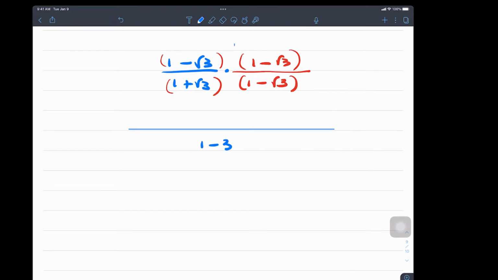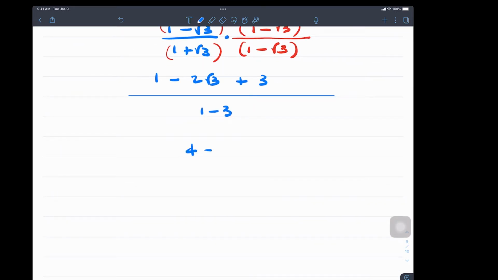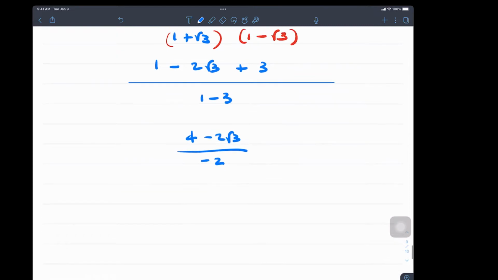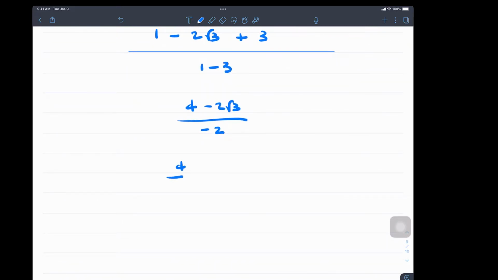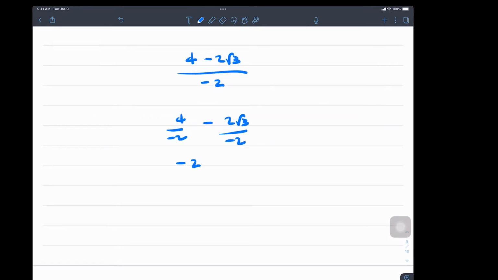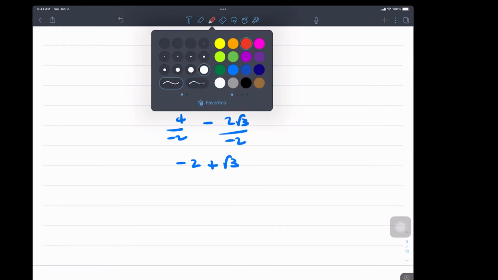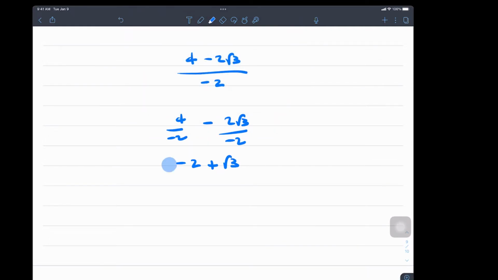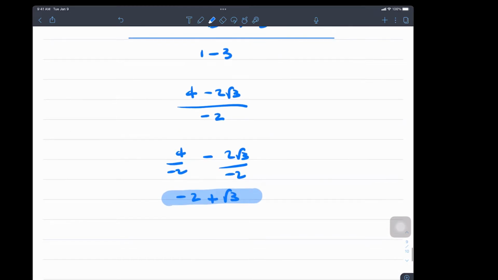Now, what do you guys use on top? You want to use FOIL here. So what do you get for FOIL? You get 1 minus 2 square root of 3 plus 3. So we get 4 minus 2 square root of 3 divided by negative 2. And so you divide both terms by the negative 2. And so we get negative 2 plus the square root of 3. Is that right? Is that what you guys get? Double check.